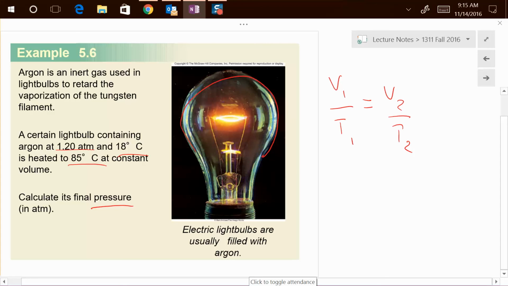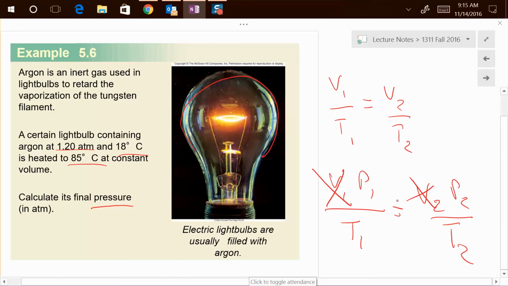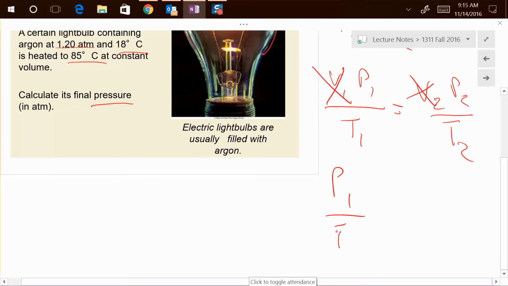However, there's not really a gas law that we talked about that deals with pressure and temperature changes. But there is one that deals with volume, pressure, and temperature changes: V1P1 over T1 equals V2P2 over T2. And all I would have to say is that the volume is held constant, so it can be eliminated. So P1 over T1 equals P2 over T2. This is what I could do. I could use this law to solve for the final pressure of this system.